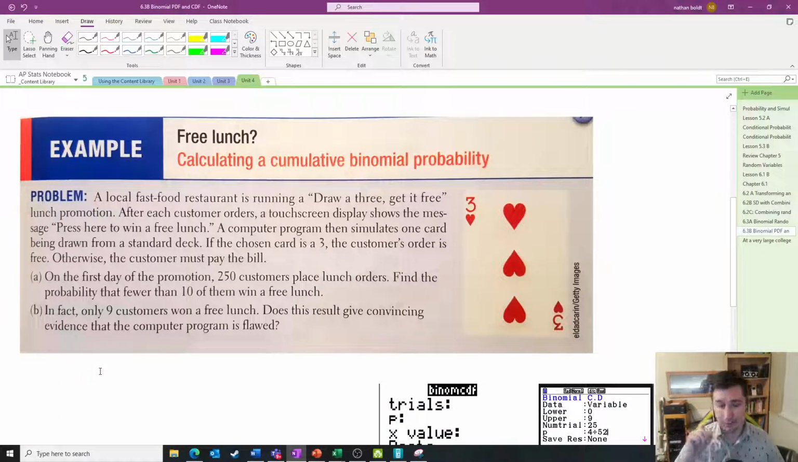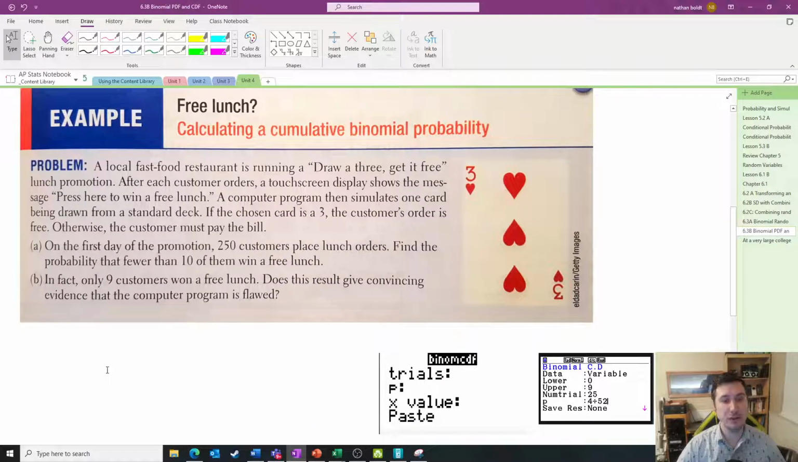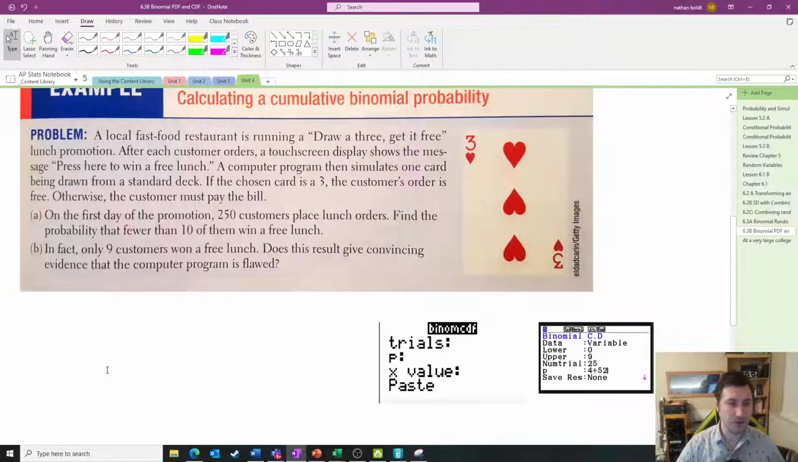All right, let's take a look at this first problem. Free lunch. I would love some free lunch. A local fast food restaurant is running a 3 get it free lunch promotion. That's catchy. After each customer orders, a touchscreen display shows the message, "Press here to win a free lunch." The computer program then simulates one card being drawn from a standard deck. If the chosen card is a 3, the customer's order is free. Otherwise, the customer must pay the bill. On the first day of the promotion, 250 customers place the lunch order. Find the probability that fewer than 10 of them get a free lunch.